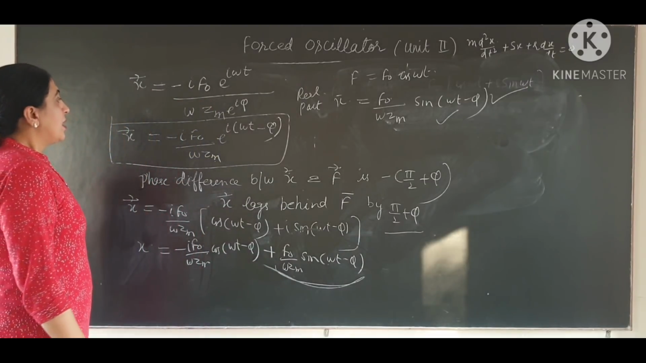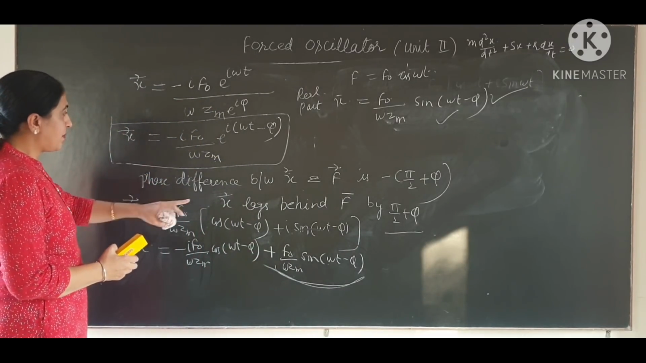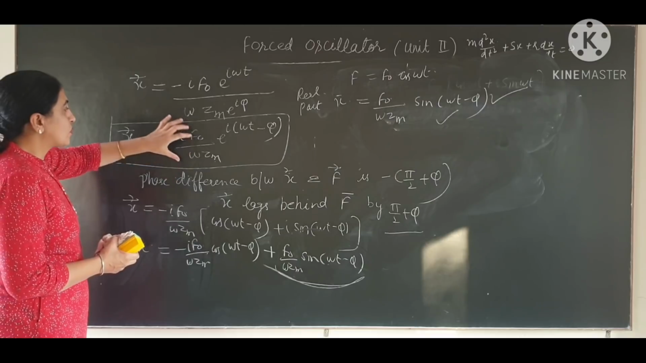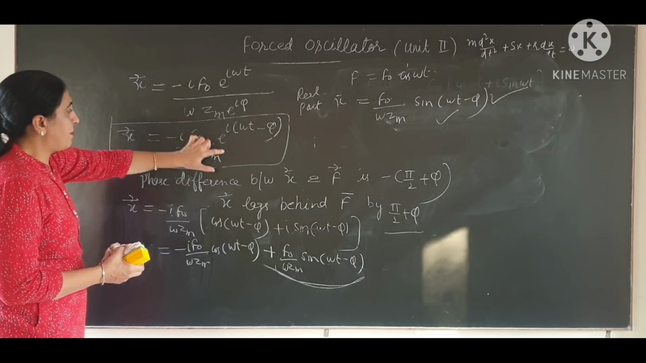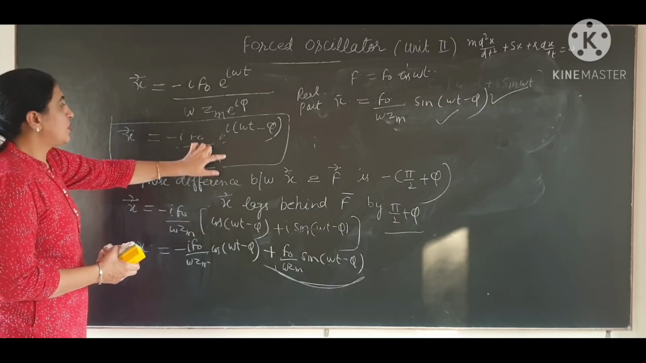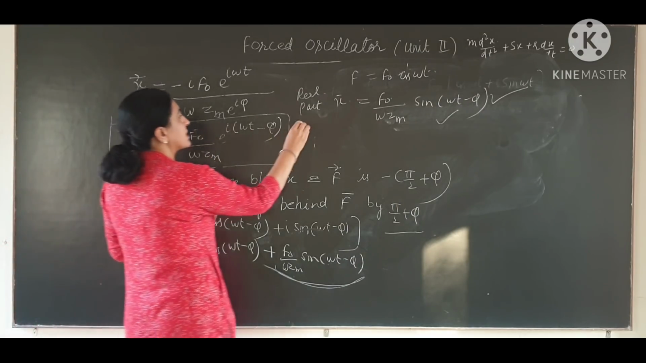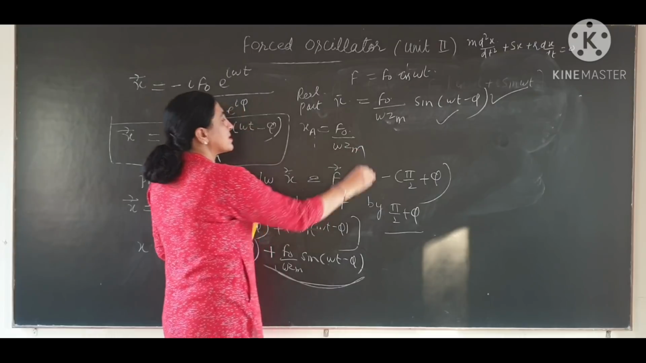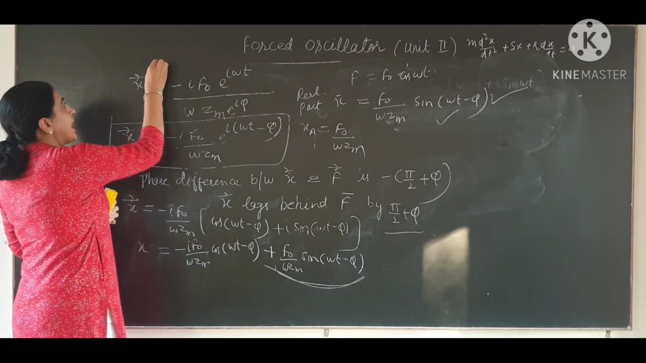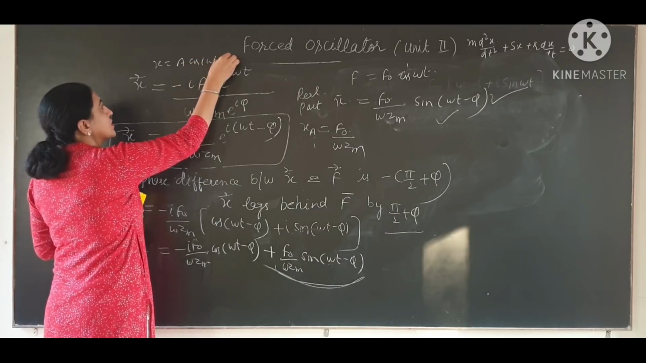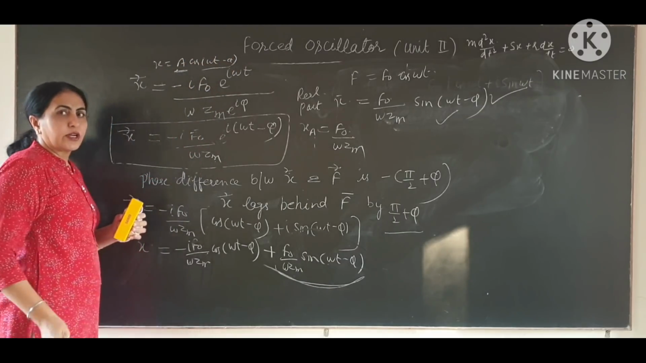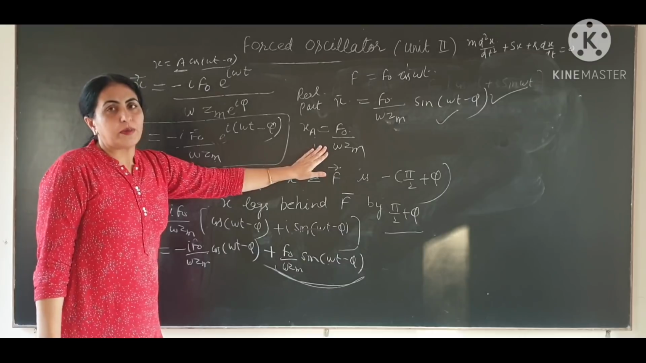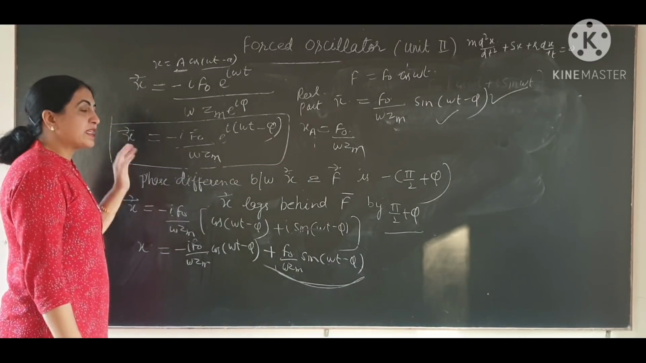Now this is about the real part. Our next question is: what is the maximum value of the amplitude? The amplitude is F naught over omega Zm. This is the maximum value. We know that x is equal to A cos of omega t minus phi, where whether cos or sine, that is the amplitude. So here it is F naught over omega Zm. So this is about the displacement.